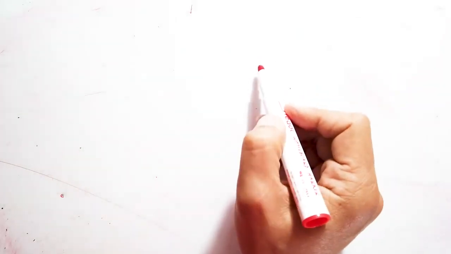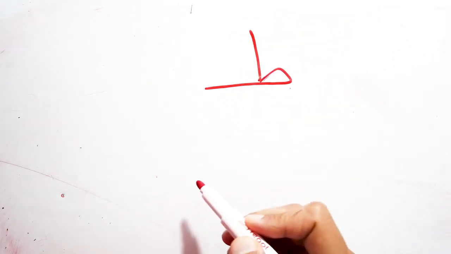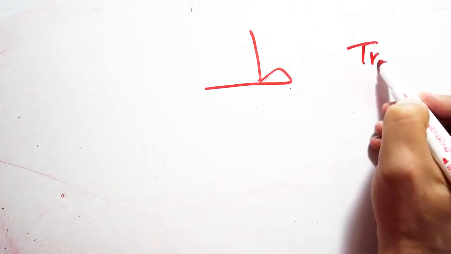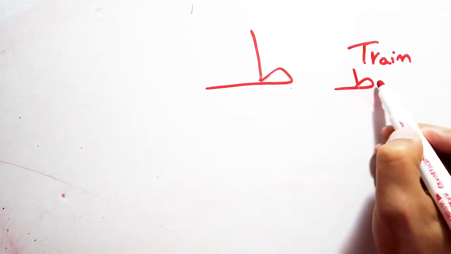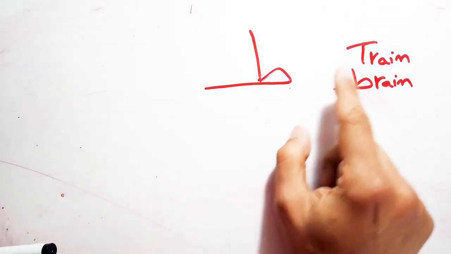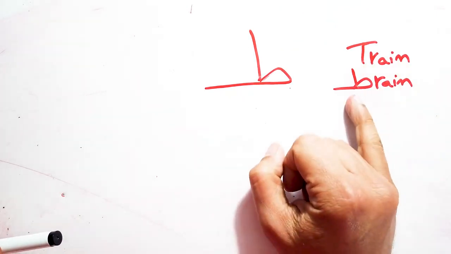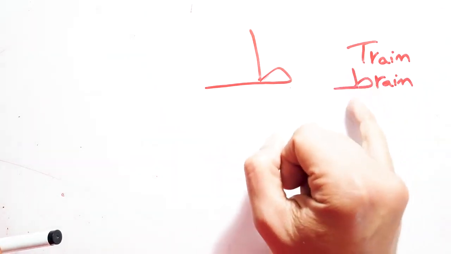Let's learn another one. Ta. The sound of this letter does not exist in English as well. Let's see this word, train. Let's substitute T by ta. It is train. So ta is a strong T. Ta, te, ta, te.